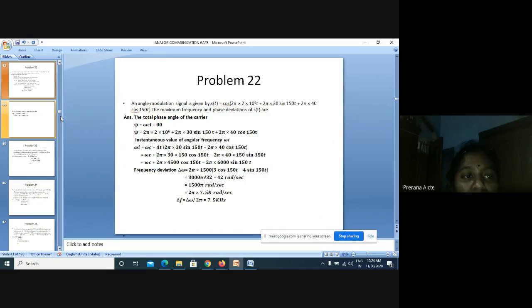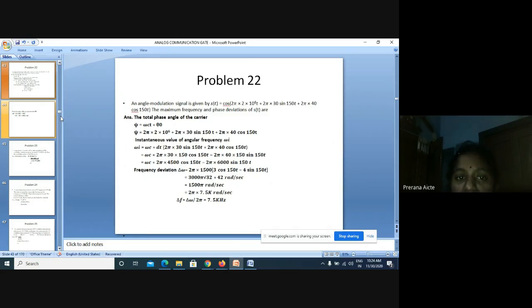Next we'll go with another example. An angle modulation signal is given by s of t equal to cos of 2 pi into 2 into 10 power 6 t plus 2 pi into 30 into sine of 150t plus 2 pi into 40 cos of 150t. The maximum frequency and phase deviation of s of t are?